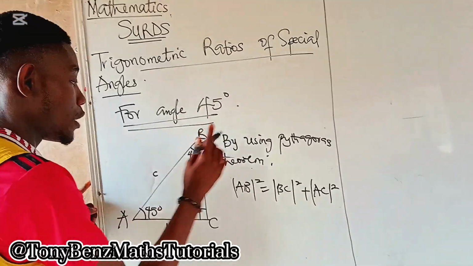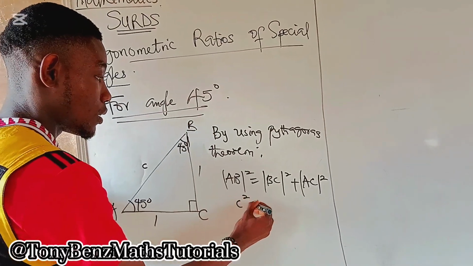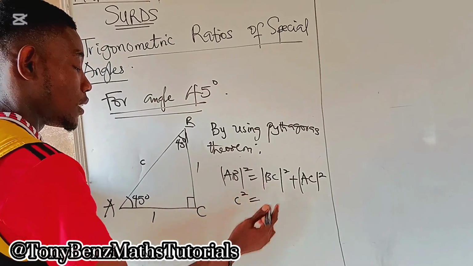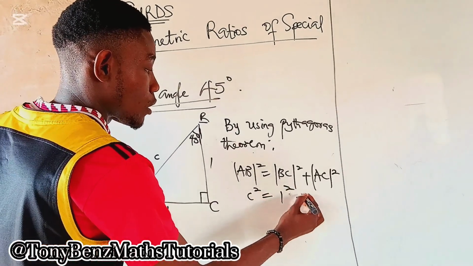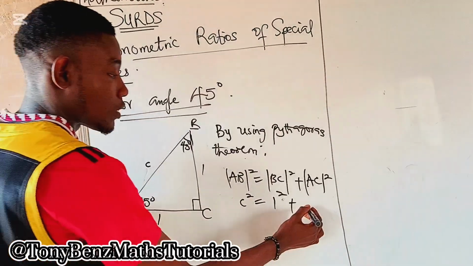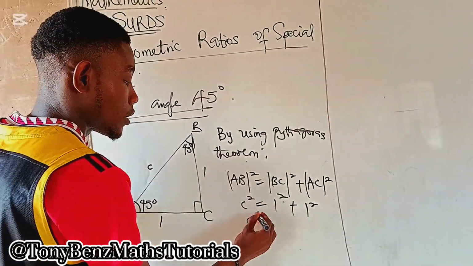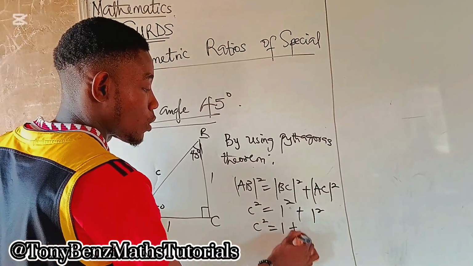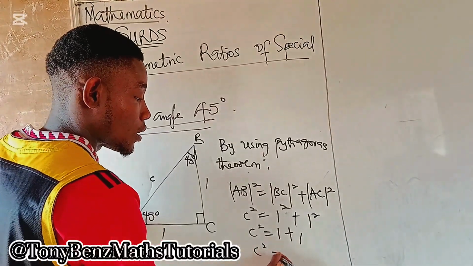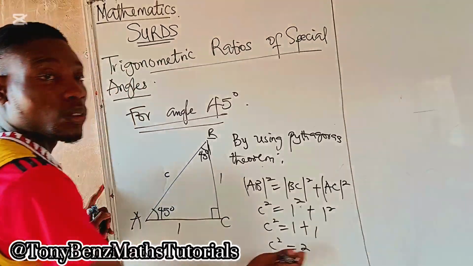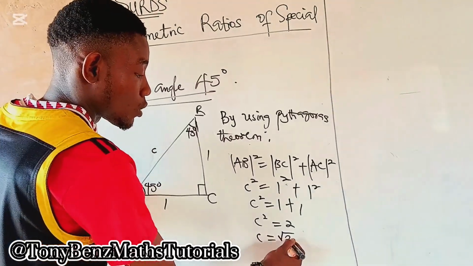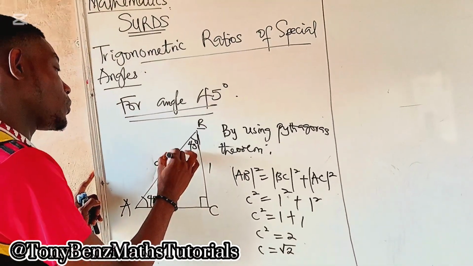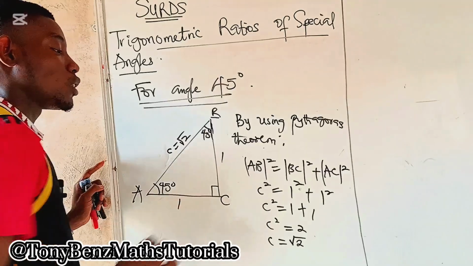Line AB is what? c square is equal to line BC, which is 1 square, plus line AC, which is also 1 square. So c square is equal to 1 plus 1, and c square is equal to 2. So take the square root of both sides. c is equal to the square root of 2. So here c is the square root of 2.